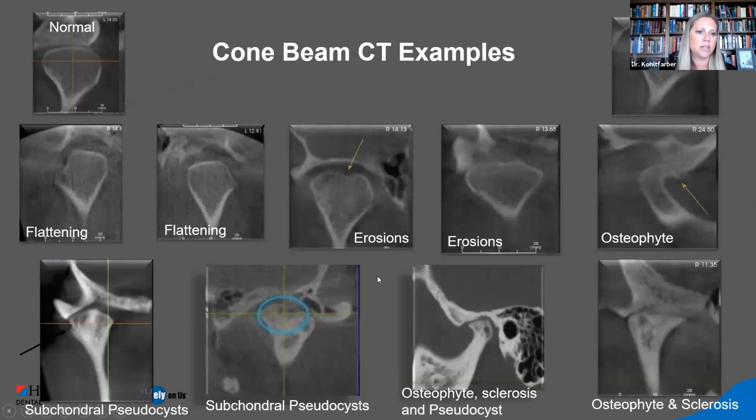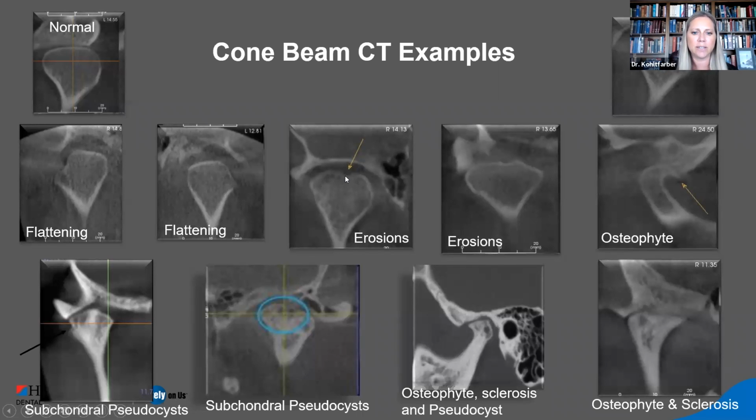And so we can see, for instance, this is nice normal cortical borders. This is normal. This is a bifid condyle, variation of normal, still nice intact cortical borders. And we start to see flattening. Now, flattening is indeterminate because this could be adaptive remodeling. You'll notice those cortical borders are thin and still intact.